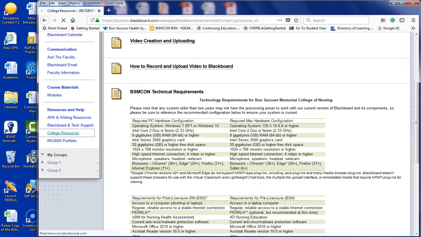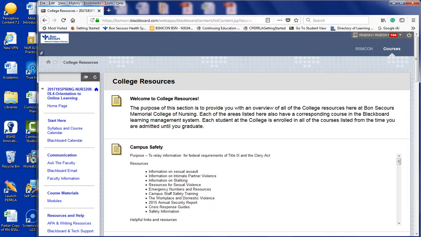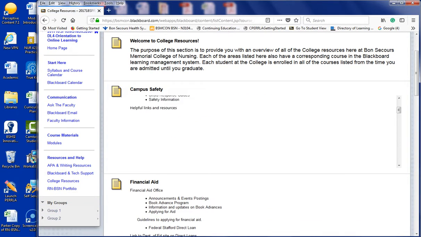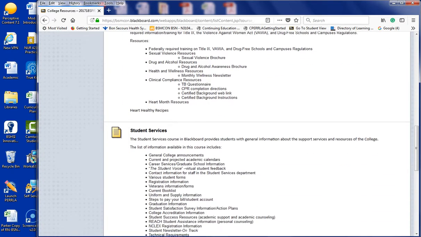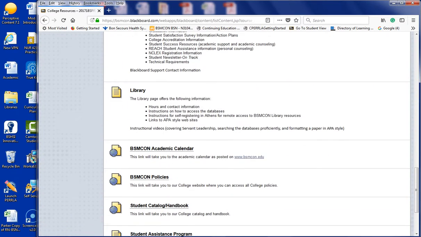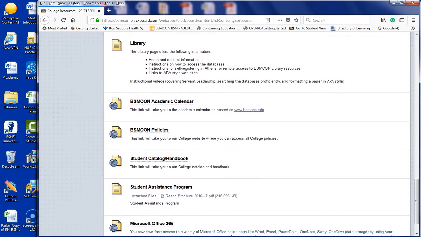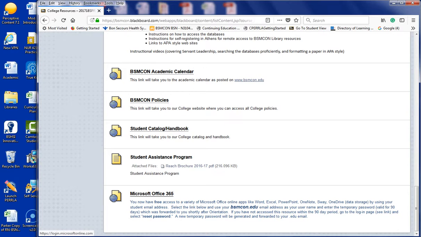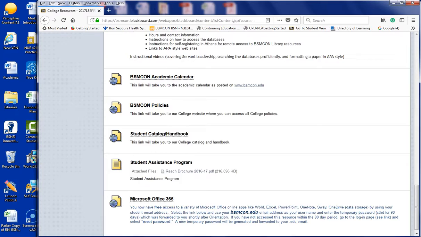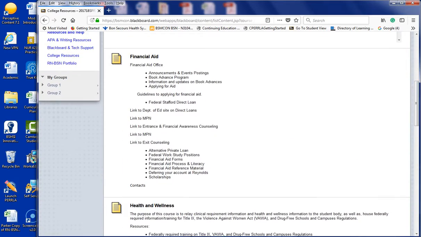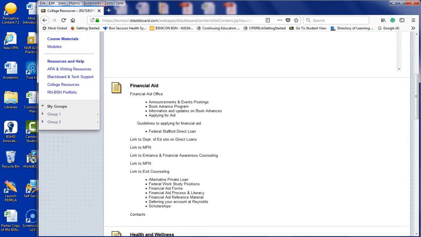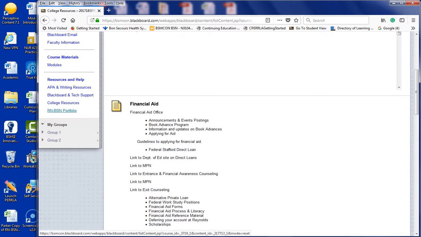College resources. This is going to tell you some of the things that are available to you. Where to contact financial aid, for health and wellness, student services, the library, calendar or policies, student handbook, student assistant program, and this is how you did Microsoft 365. And you should be using Microsoft Word for your papers. That is a requirement.